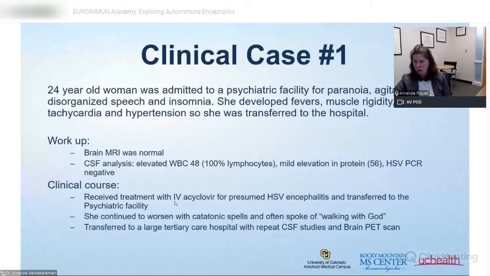Unfortunately, she continued to progress clinically. She developed catatonic spells, and a severe psychosis would often speak of walking with God. She was transferred to a large tertiary care center where we met the patient and had further workup with repeat CSF studies and imaging with a brain PET scan.